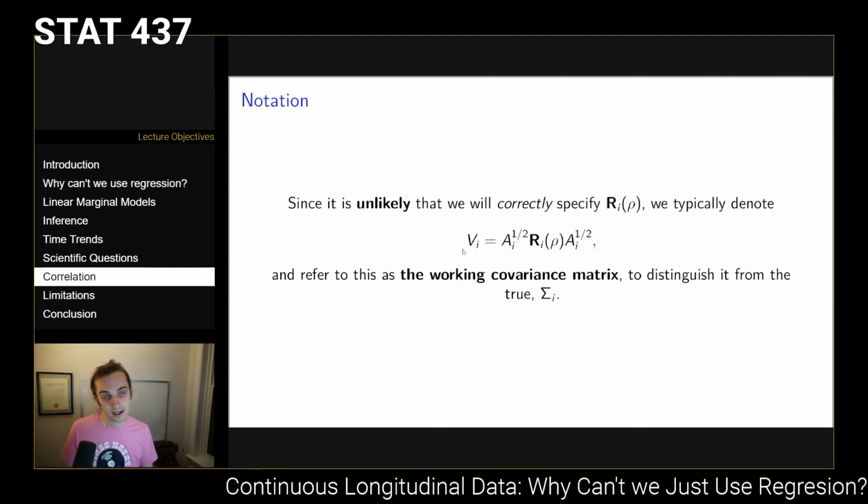Okay. Now, there is just a piece of notation here. It's unlikely that we're going to correctly specify the correlation matrix. And so generally what we're going to do instead is write Vi as that expression that we just had, the square root of Ai times Ri times the square root of Ai. And we're going to call this the working covariance matrix. The idea is that it's the one that we're working with. We're going to specify it as though it were true, even if it's not the same thing as the true sigma i. And from there, that's going to let us do all of this estimation.